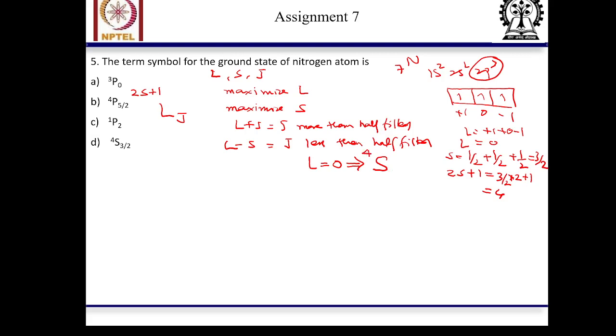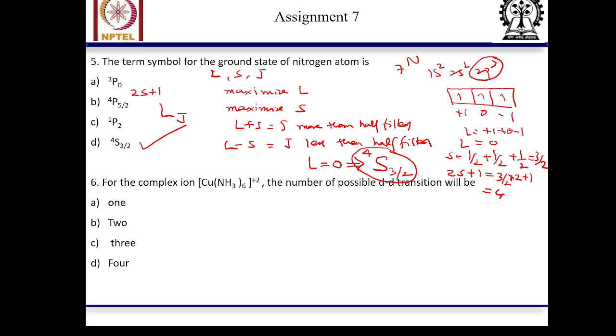J is L plus S because L is 0. S is 3/2. So the electronic term symbol for the ground state of nitrogen is 4S3/2. I hope you got this one.